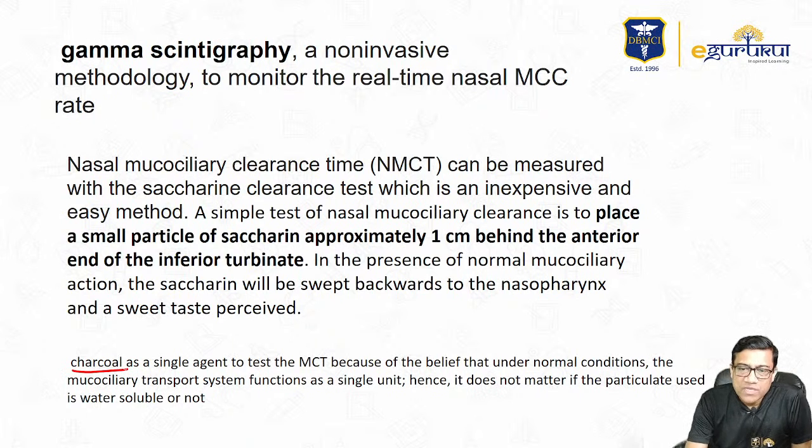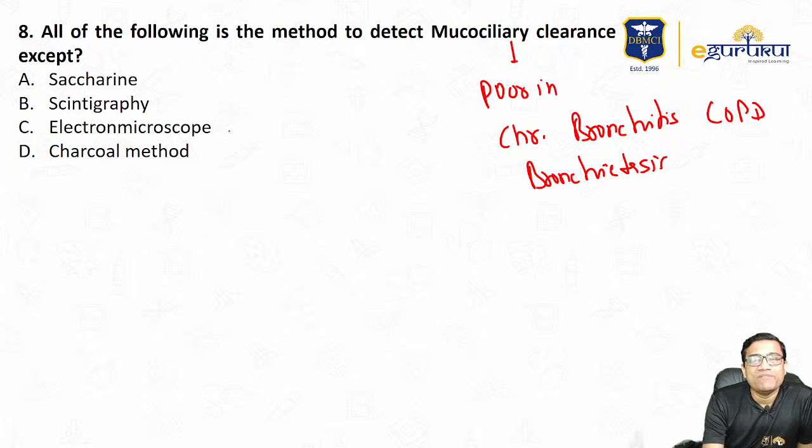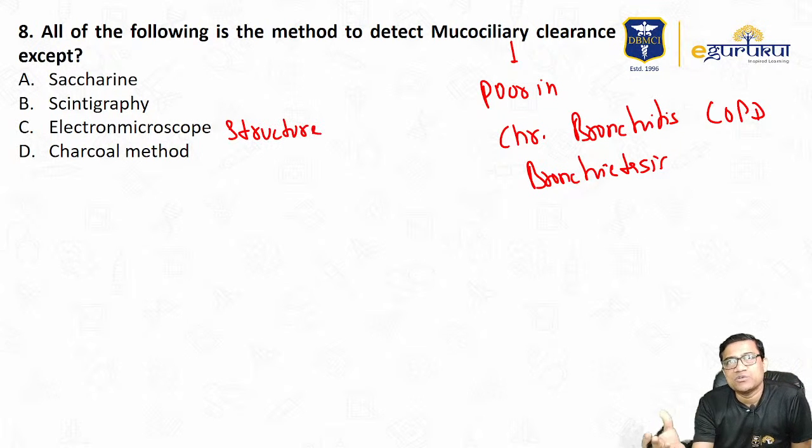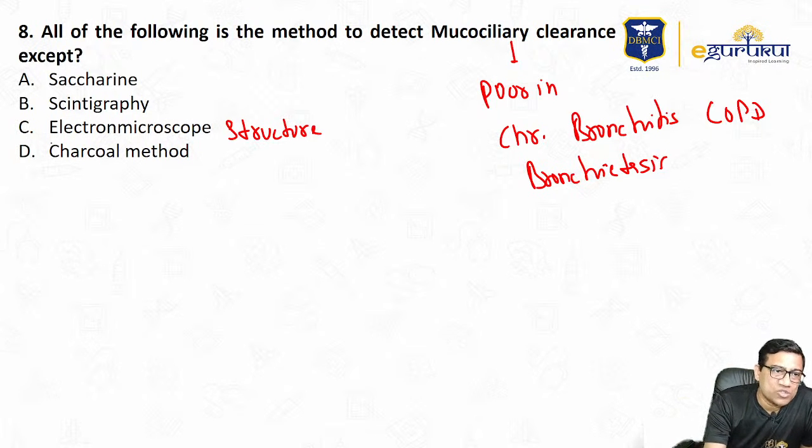Then we can also use charcoal. Charcoal can also be used, and it is not a very prominent one, but it can be used. But best is this one. Also we can use scintigraphy. So scintigraphy is also used for the purpose of nasal MCC. Okay. And electron microscopy will just give you a structural analysis, not the motion. For example, in Kartagener syndrome, when there is damage to the cilia, we can check the structure of the cilia, but not the functionality. So for function, I think we'll go with this. So the answer should be C.